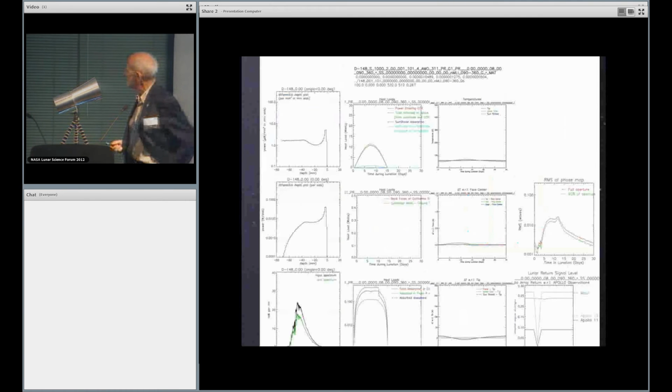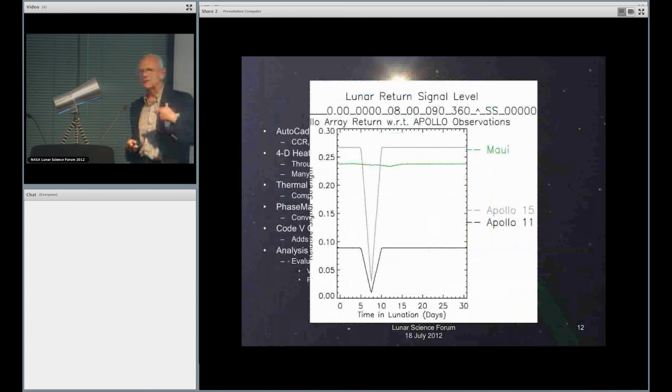Next few, and then, sorry, go back. Then what we also do is we've converted it into a phase. Then we convert that by taking fast Fourier transforms into the behavior back on Earth, in other words, the far field diffraction pattern. So from that, we can get what the return will be.